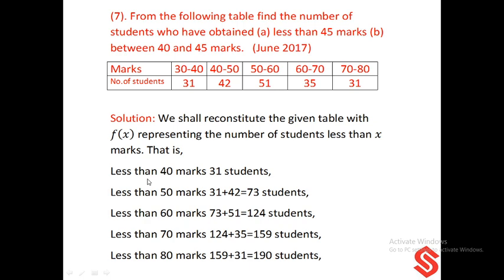So less than 40 marks, 31 students. Next, less than 50 marks, it includes less than 40 also, so we get 31 plus 42, 73 students. Next, less than 60 marks, 73 plus 51, so 124 students. Less than 70 marks, 124 plus 35, 159 students. And less than 80 marks, 159 plus 31, 190 students.